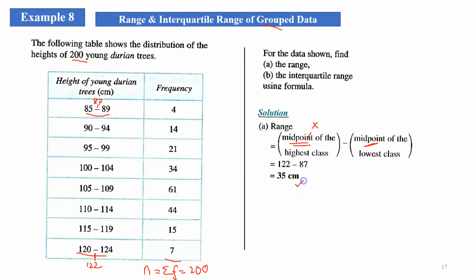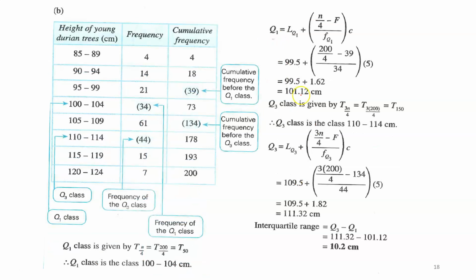So you get this one. Then you need to find the interquartile range using formula. For group data, remember you have formula for this. What is the formula? So you have this table. You kena tambah satu lagi column which is cumulative frequency. So tahu kan cari cumulative frequency macam tadi. Sampai yang last kali, you dapat 200.